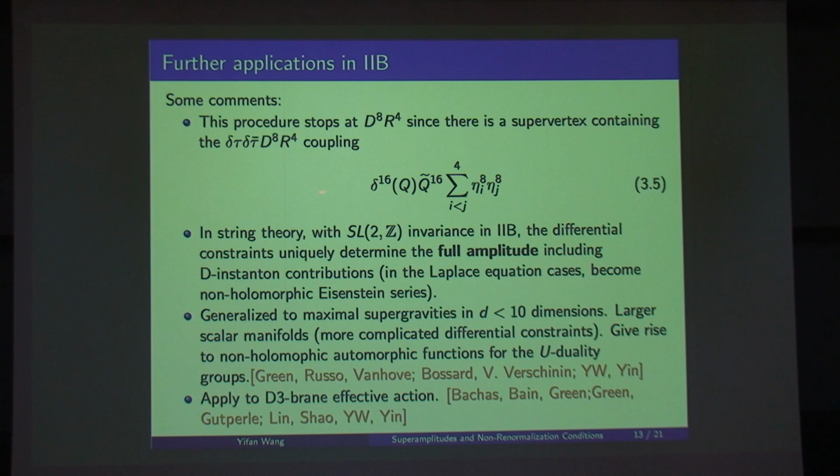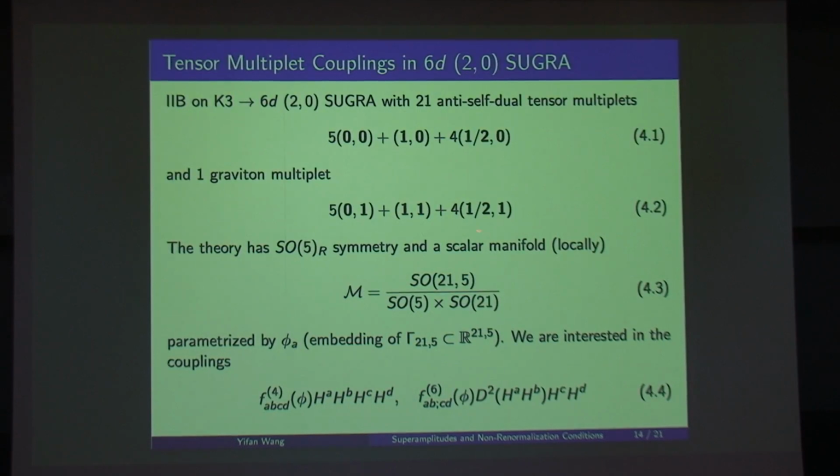There are some further applications in type 2B. For example, you can consider these dimensionally reduced cousins, and there are similar differential constraints you can derive. You can also apply this to different brane-factor dimensions. Because of the shortage of time, I'll go on to the next section.